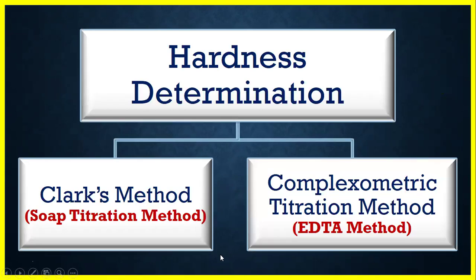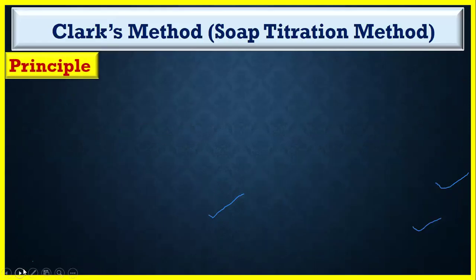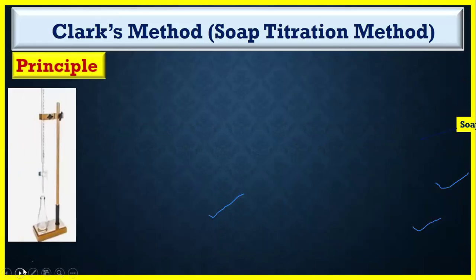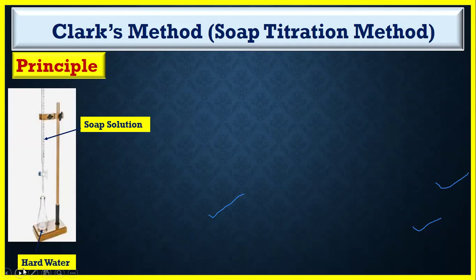These methods are the Clark method, which is also known as the soap titration method. The second one is the complexometric titration method, which is known as the EDTA method. In today's video, we will discuss in detail Clark's method. The principle of Clark's method is the titration of a water sample with a soap solution.